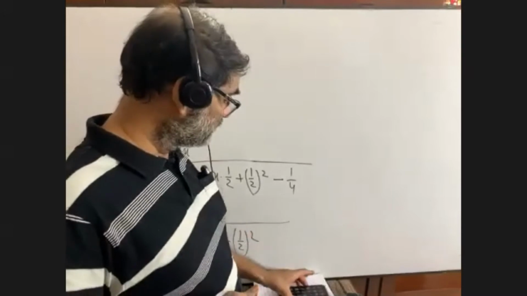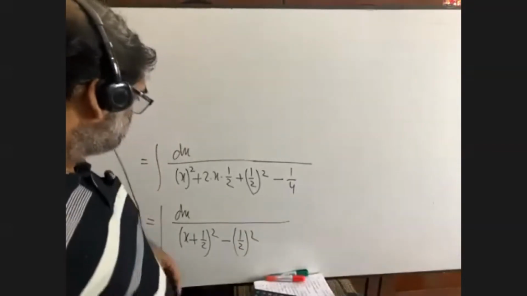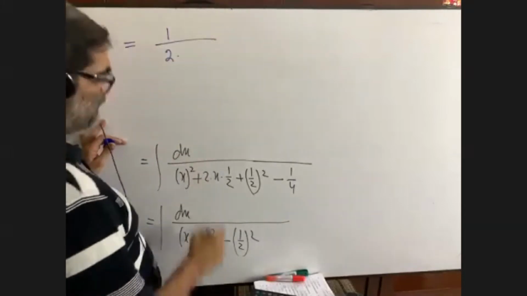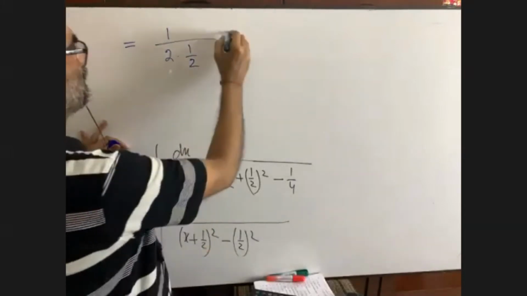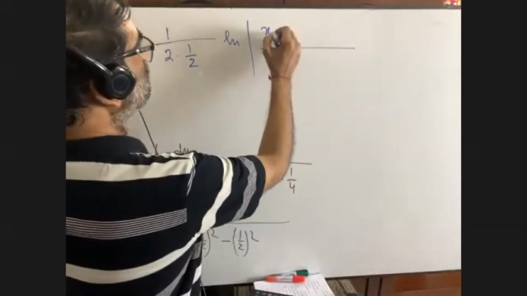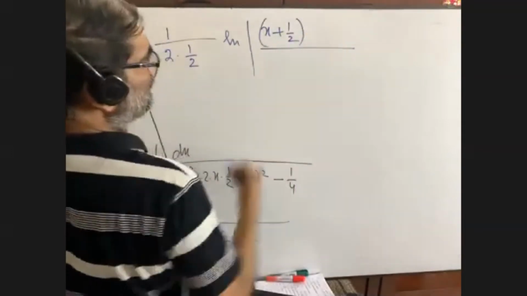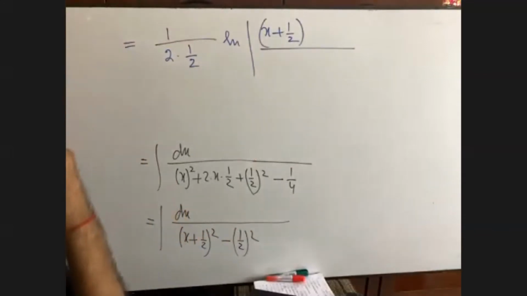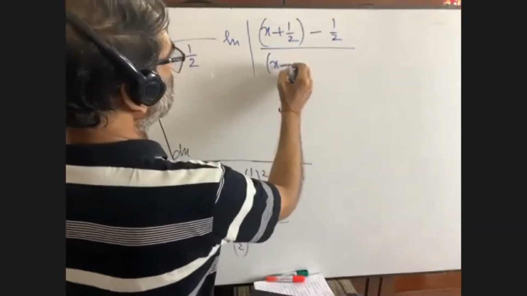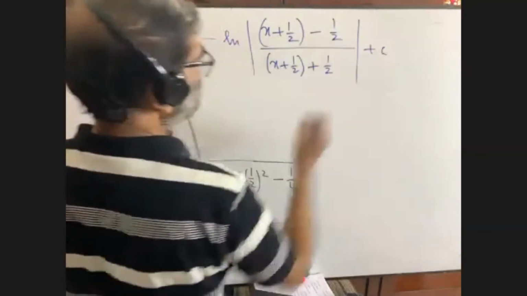Sorry, sir. Okay, let me know the formula. What is the formula? 1 by 2a ln absolute value of x minus a divided by x plus a plus c. What is a? A is half ln, then it is x. So x will be at first. This is x, then x minus a, x plus a. Is it the formula?